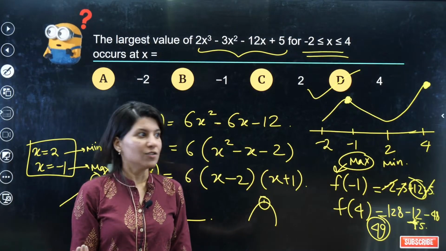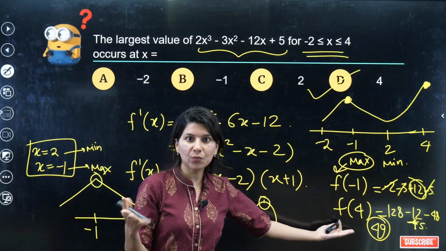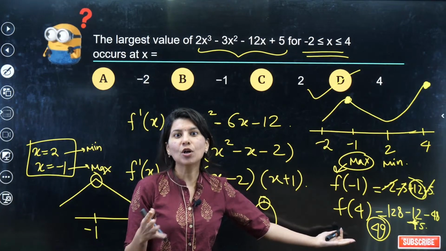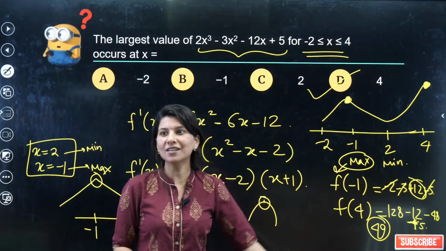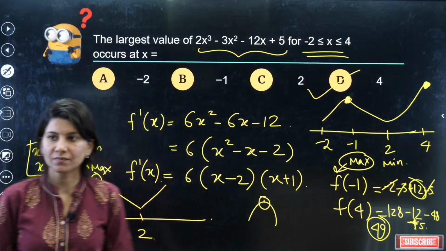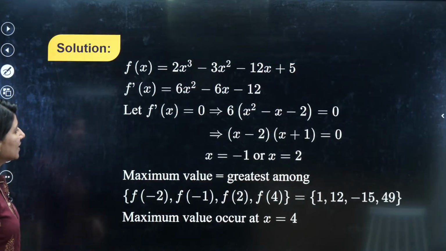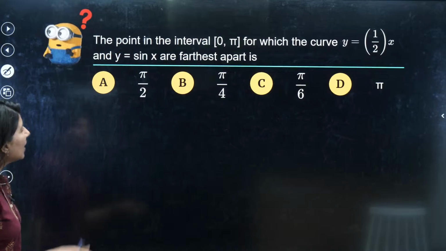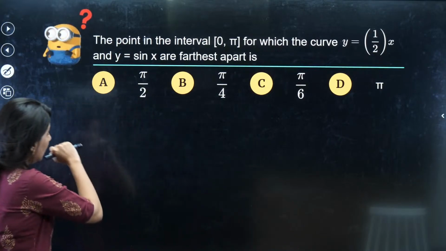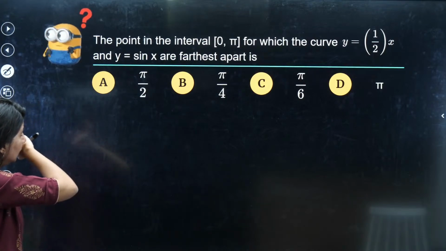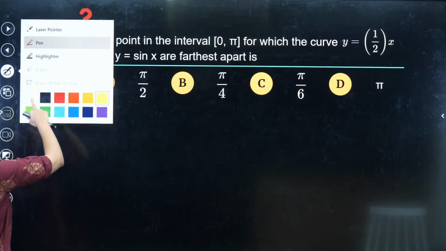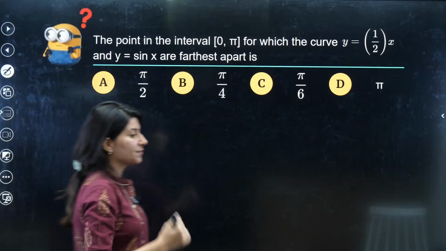Sometimes local maximum becomes absolute maximum. Sometimes, just like this, at x equals 4, it was never a local maximum. At x equals 4, it was not a point of maxima, but still it is a global or absolute maximum. Okay. One more question we'll do, then you will understand the question absolutely nicely. So let's do this question.